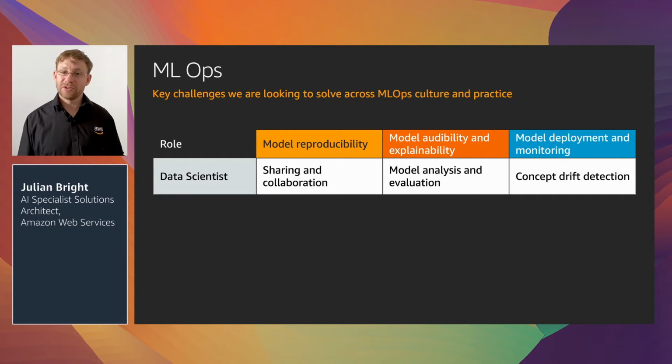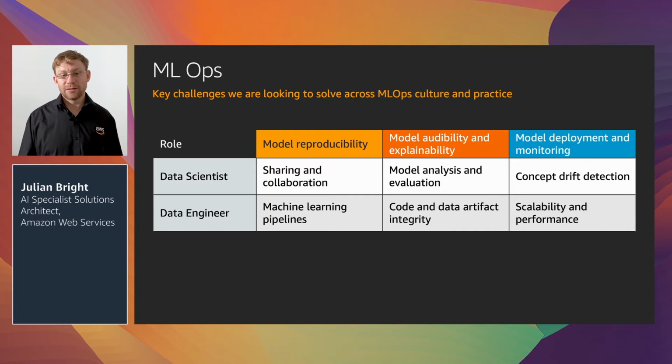So if we talk about MLOps' key challenges, and then we overlay these roles that we saw in the earlier slide, let's talk about three key challenges. And those are model reproducibility, model auditability and explainability, and model deployment and monitoring. From a data science perspective, we talk about sharing and collaboration being important for reproducibility. So that's where things like Jupyter Notebooks come into it. For auditability and explainability, we need good tools to look at that model analysis and evaluation. And then as discussed around drift, having that post-deployment monitoring in place is important so that we know what's happening with the quality of those predictions over time.